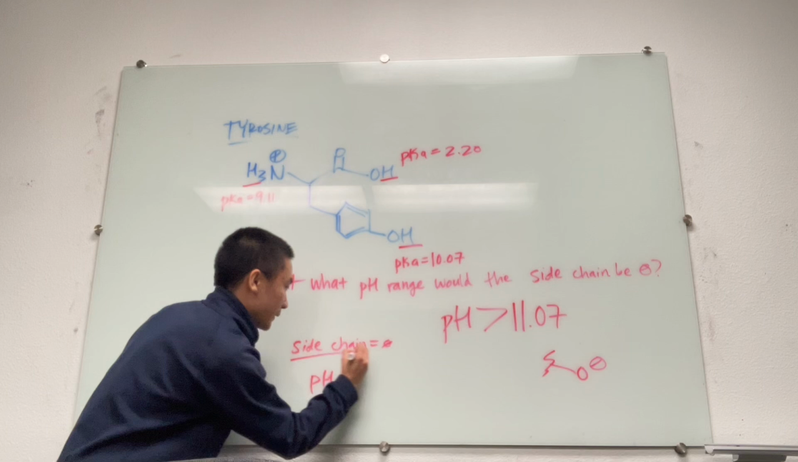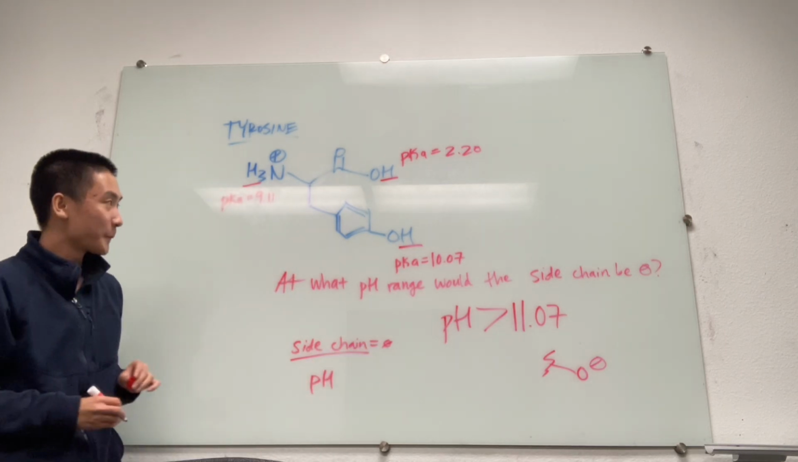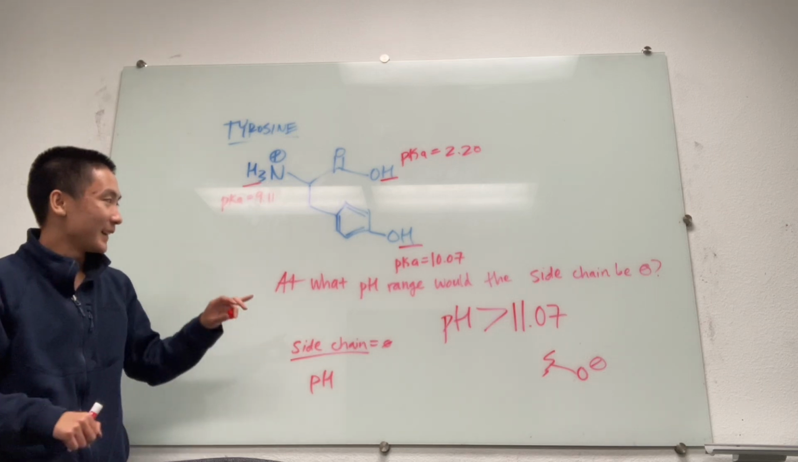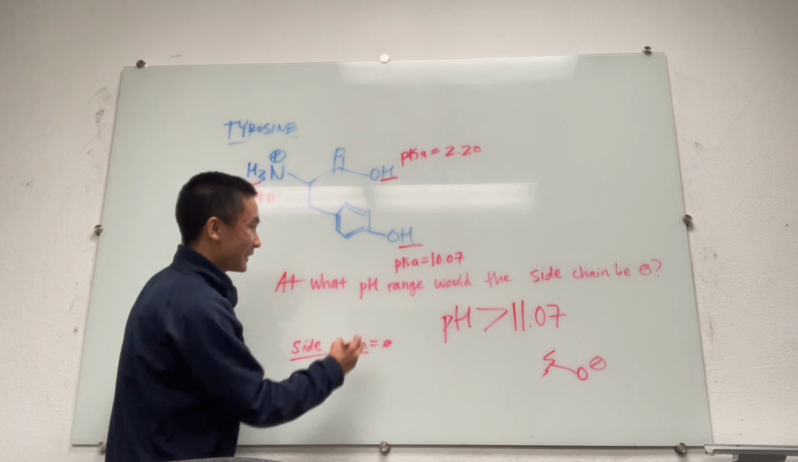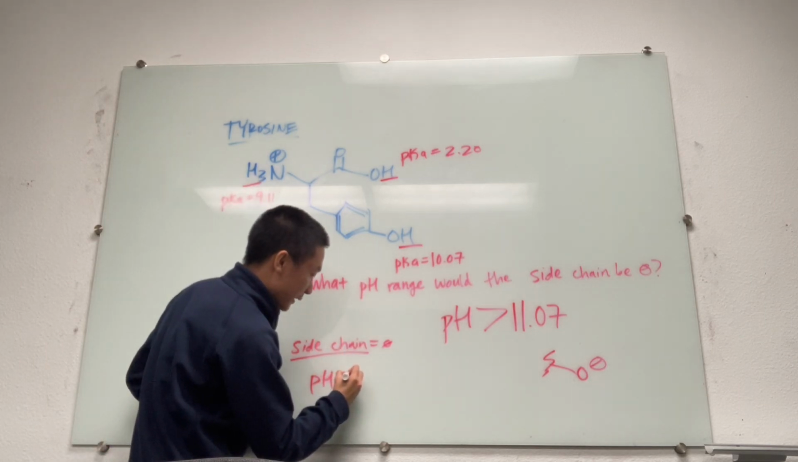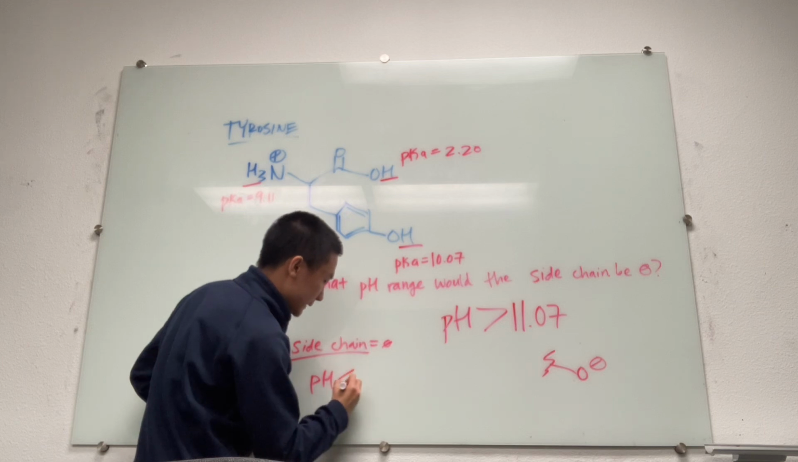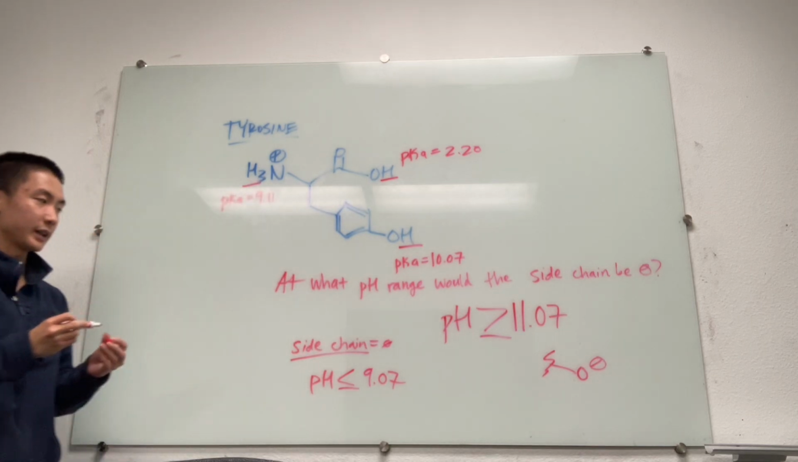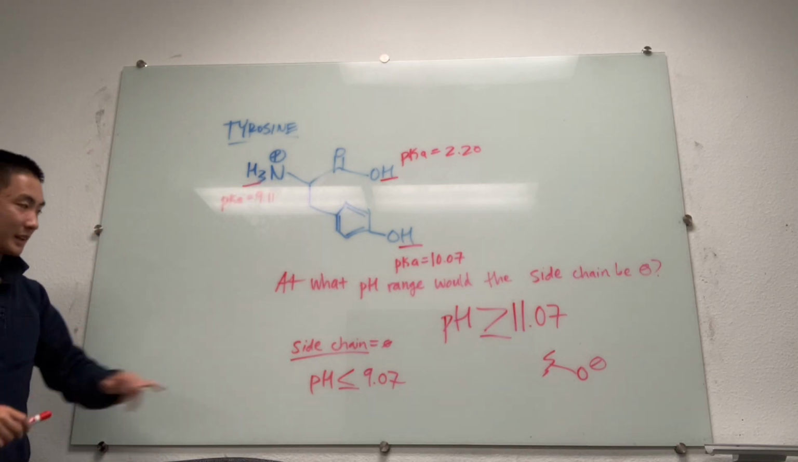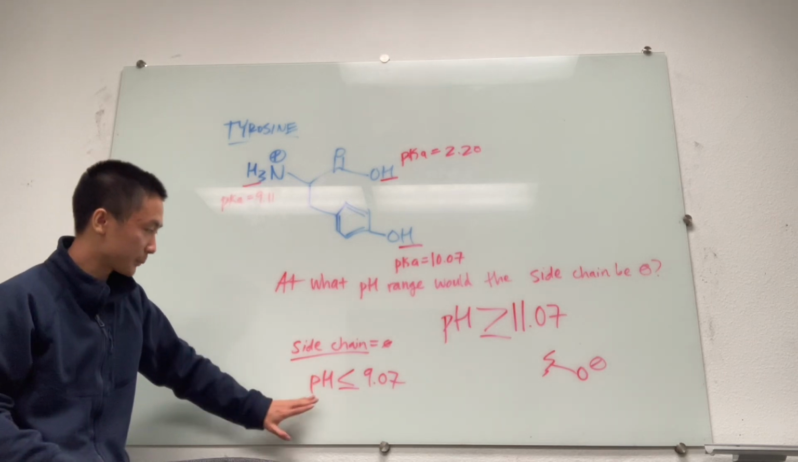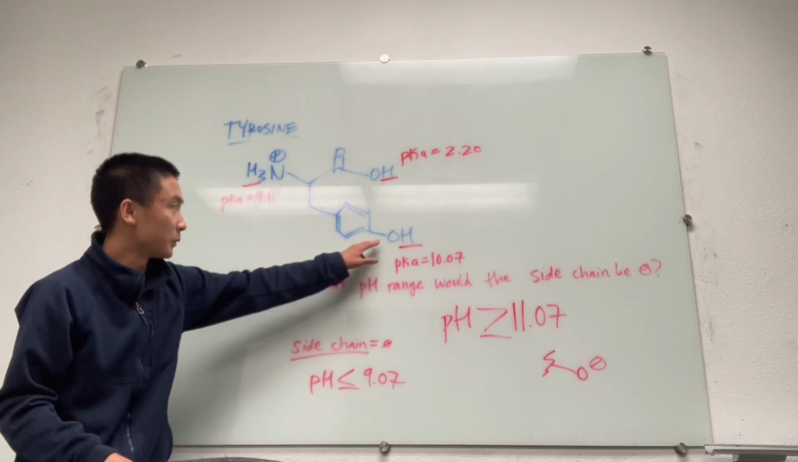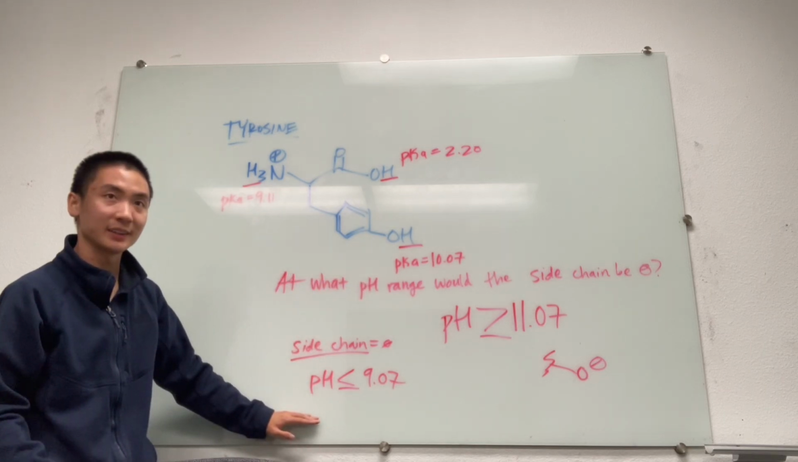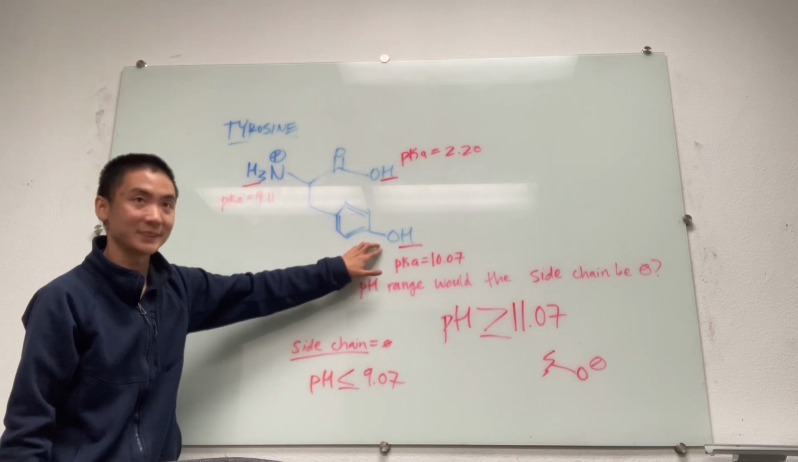But we're talking about the side chain. Oh, just the side chain. Just the side chain. So it would be 9.07, right? It's going to be less than or equal to 9.07. Oh, to neutral. So at a pH of 9.07 or less, would this group be protonated or deprotonated?